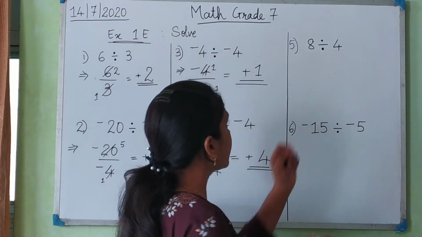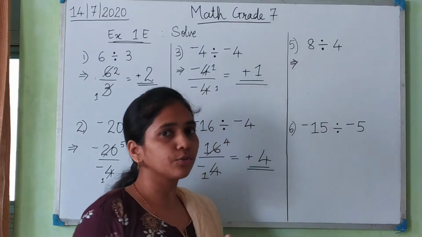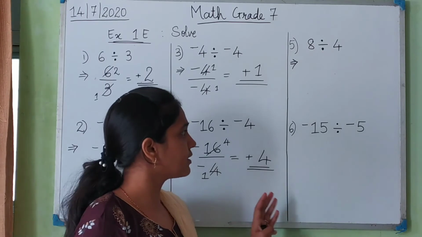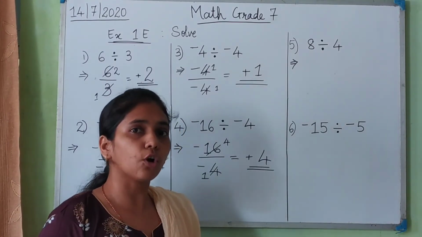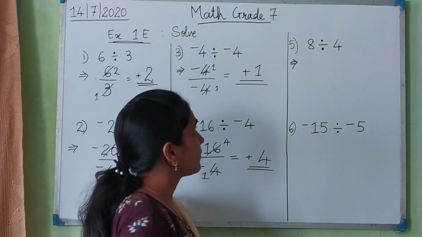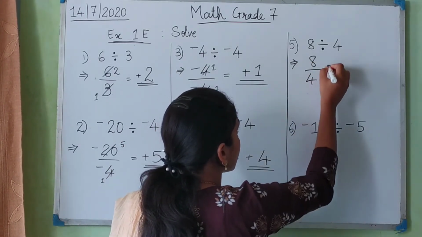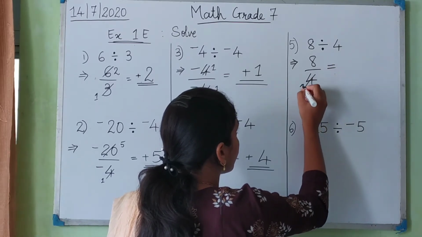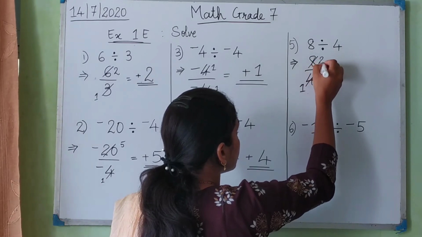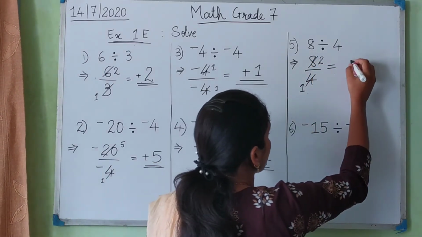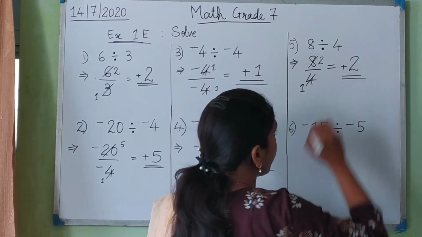Okay, now the next, it is simple. Both have positive signs. There is no issue regarding the positive signs, because if both the numbers have positive signs, then the answer will always be positive. Okay, now 8 divided by 4. How much is 8 divided by 4? 4 ones are 4, 4 twos are 8. Okay, so the answer is 2 and both are positive, so the answer is also positive.